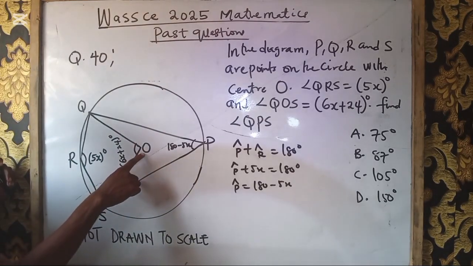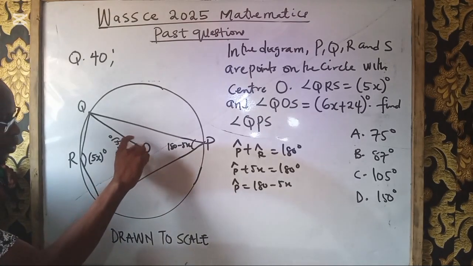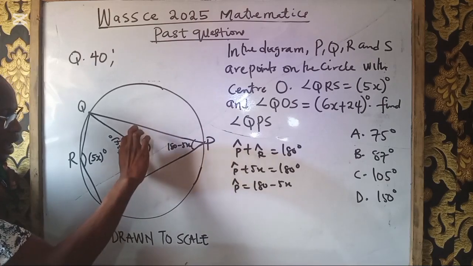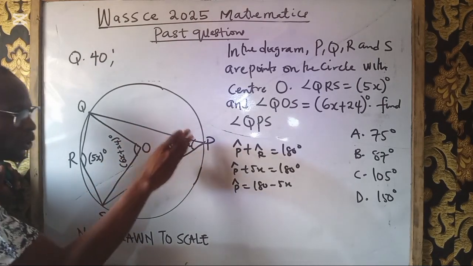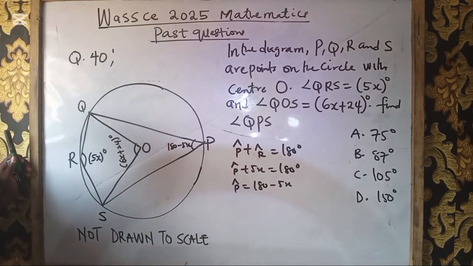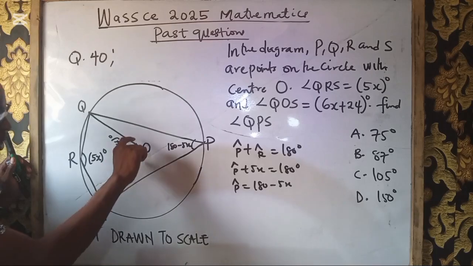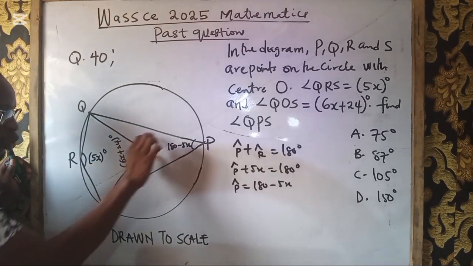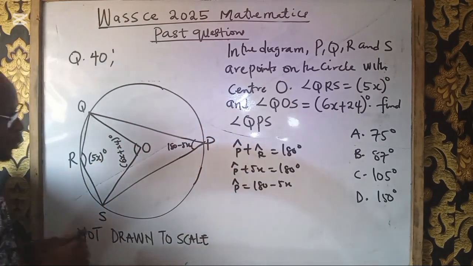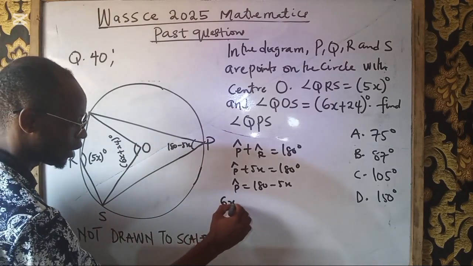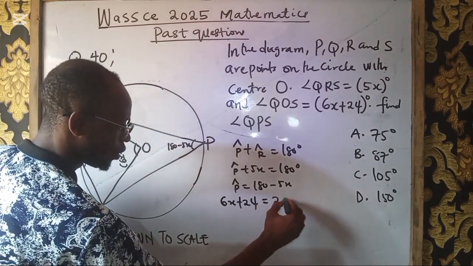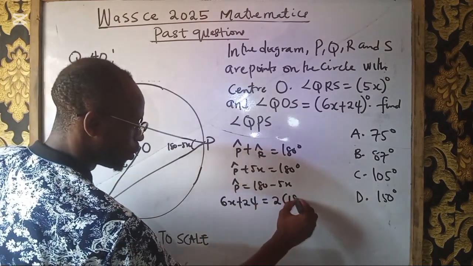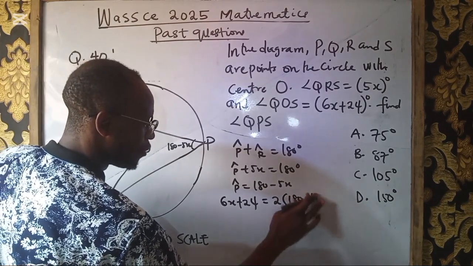Then look at another one. We are told that this is center O. There's another theorem that connects these together: the angle at the center is equal to twice the angle at any point on the remaining part of the circumference. So the angle at the center, which is this angle over here, is twice the angle over here. So we have 6x plus 24, which is the angle at the center, equals twice the angle at this point, which is 2 multiplied by 180 minus 5x.